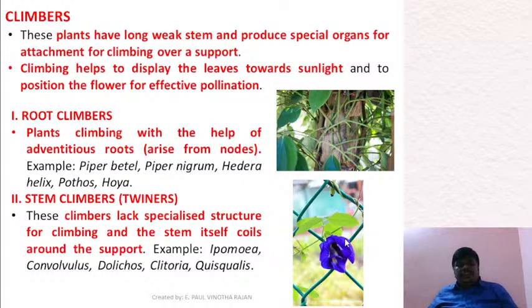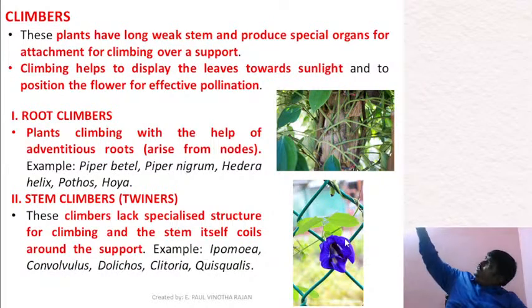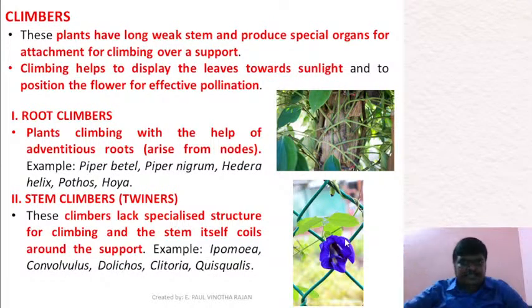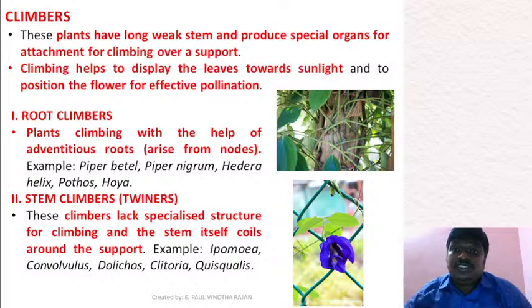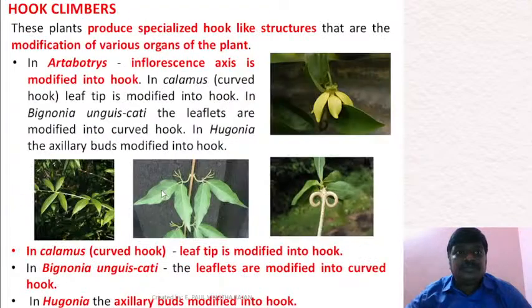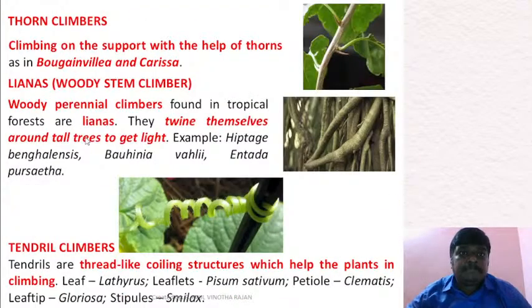While they are climbing, they want to expose their leaves to the sunlight. They want to position their flowers for pollination. For that, they use special organs to climb. We have different types. One is called root climbers, and stem climbers, hook climbers, thorn climbers, tendril climbers. These are all 5 different types of climbers.